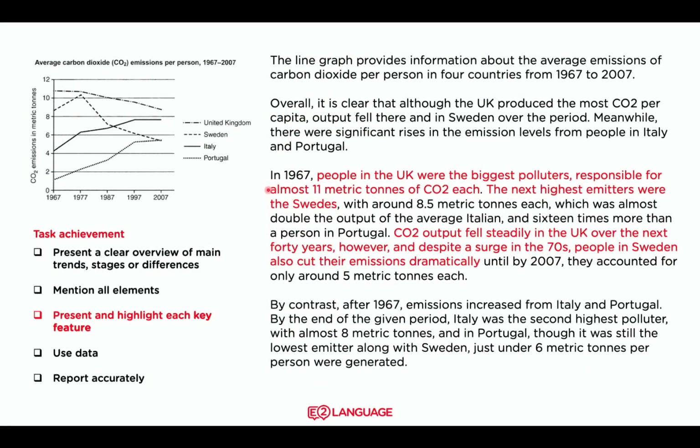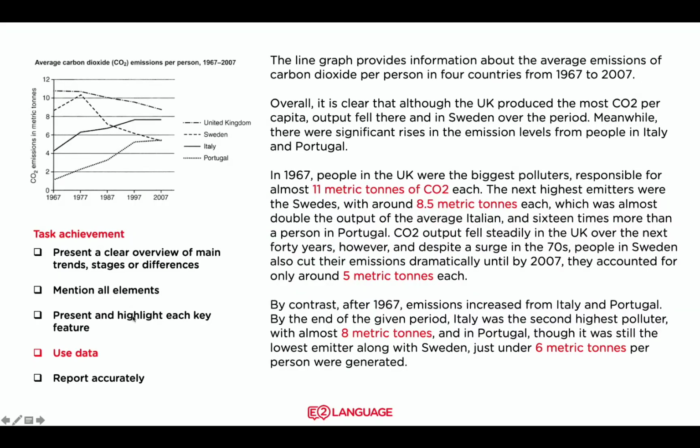So these are what I would consider the key features. The fact that people in the UK were the biggest polluters, the next highest emitters were Swedes in 67, and then that drop in output in both countries. The other key features that I would mention are the increase in emissions from Italy and Portugal, that change from Italy going from the 3rd to the 2nd position, and also the fact that Portugal was still the lowest emitter despite that rise. So those are the key features to my mind.